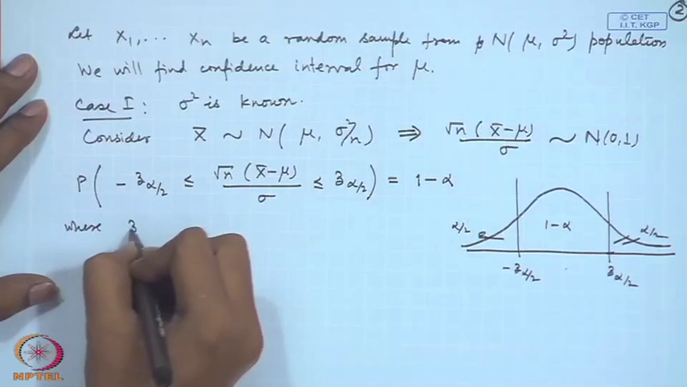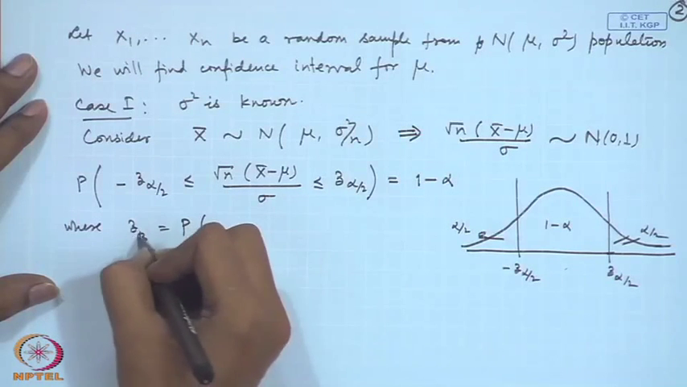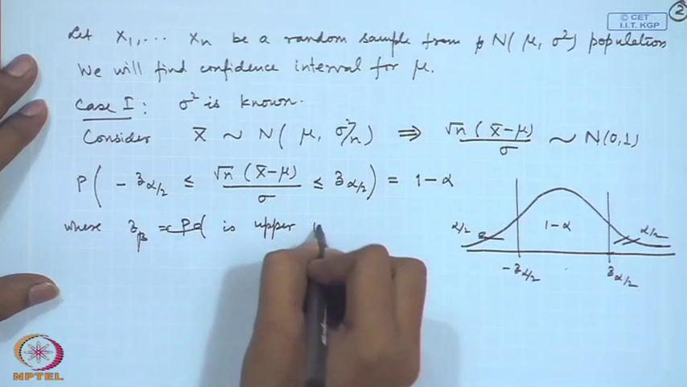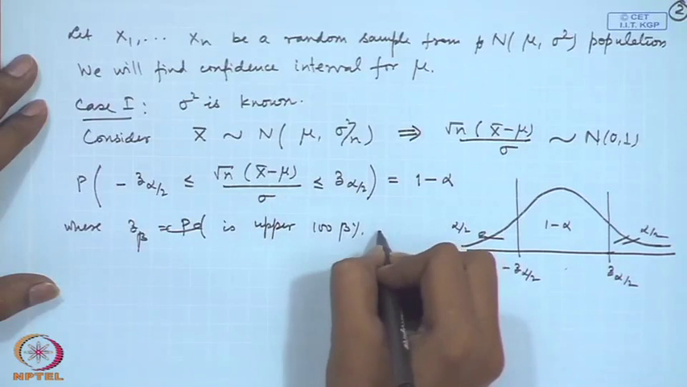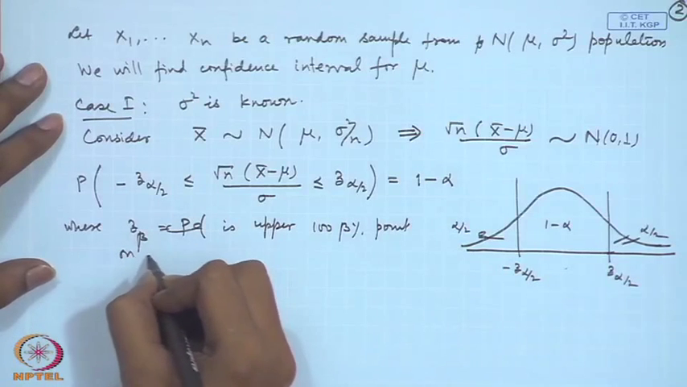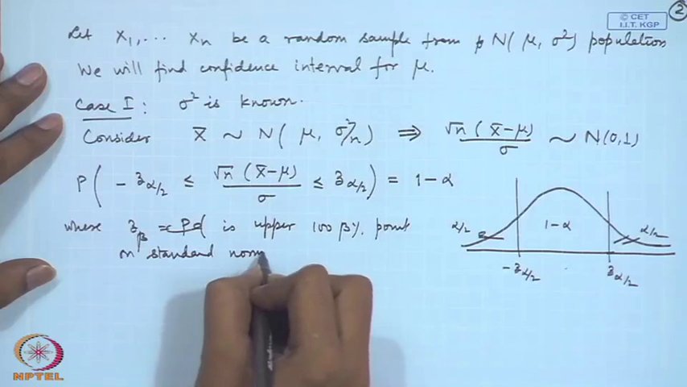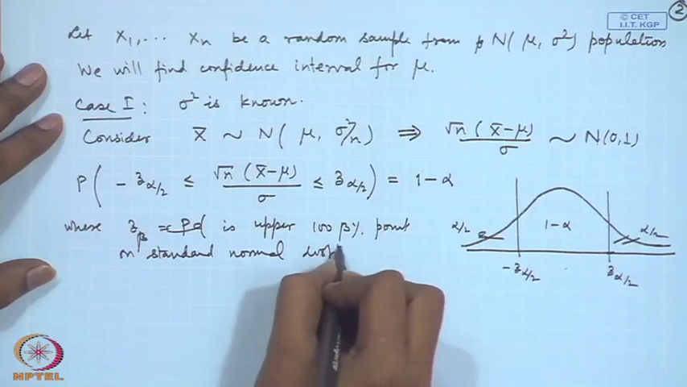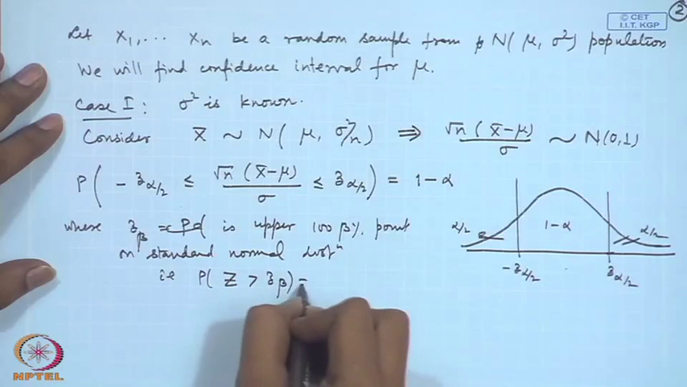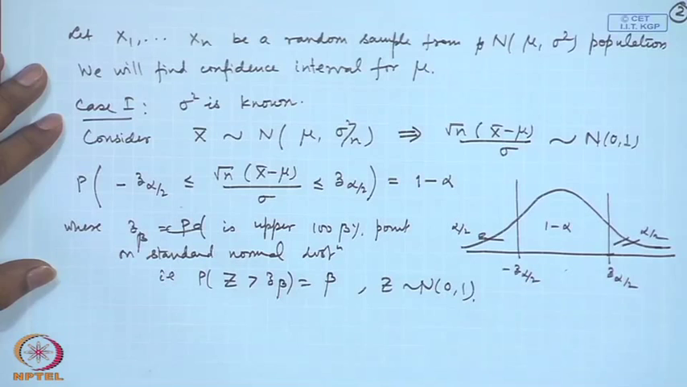where this z beta denotes the upper 100 beta percent point on a standard normal curve. That is, probability of z greater than z beta is equal to beta if z follows normal 0, 1.